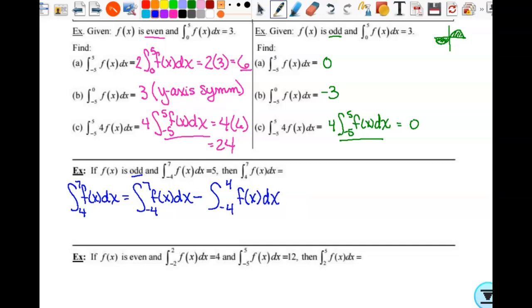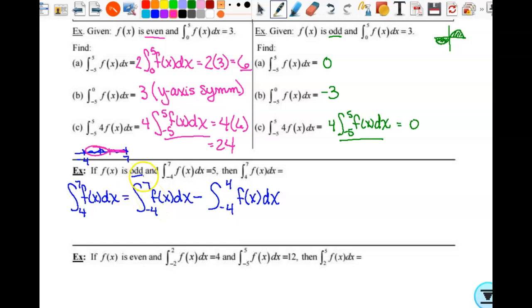So let that sink in for just a second. If you think you're on the x-axis, I'm going from negative 4 to 7. That's what all this is. I only want to go from 4 to 7, so I have to get rid of that part. That's what's happening here with these limits of integration.